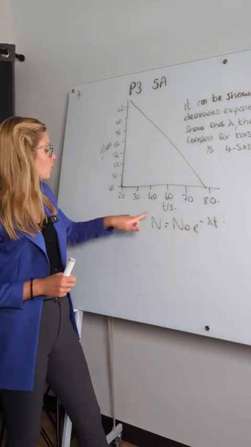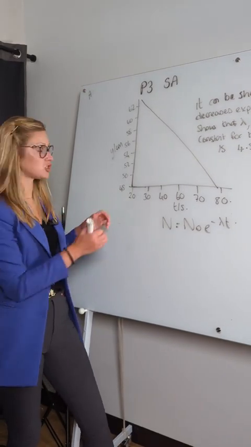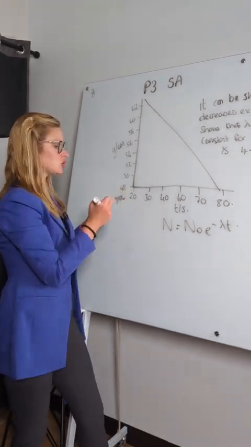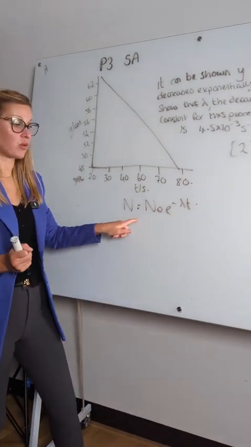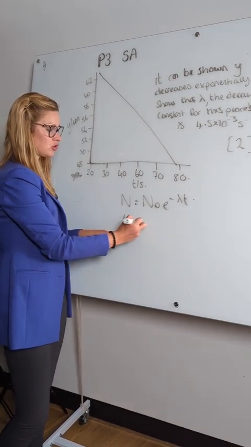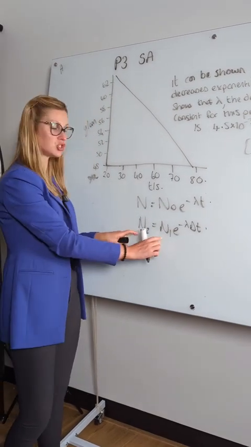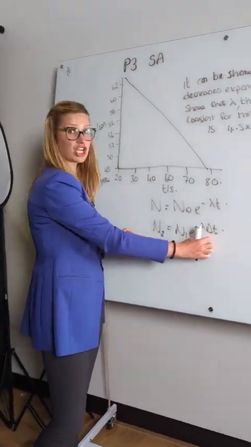Okay? But I don't know time zero, right? Remember, they like to do this in your physics paper. They never start at zero, so always just check what numbers they start at. So because they don't start at zero, I can't use the exact equation, but I can change it slightly to figure out that N2, value 2, will equal N1 e to the minus lambda change in time. Okay, so I can use two values on my graph and use a change in time.